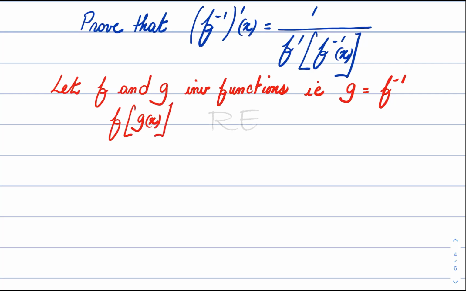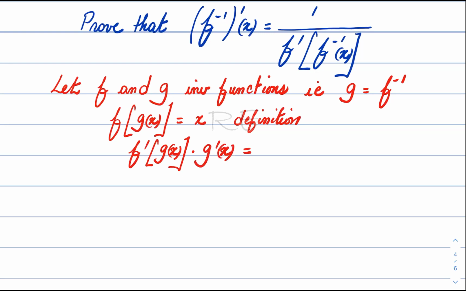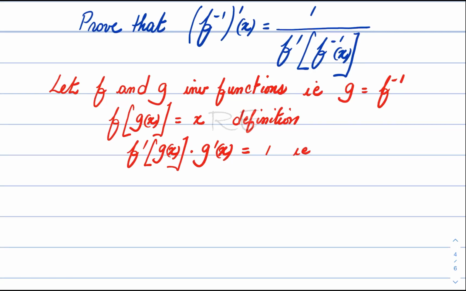Now, by definition, the composition of two inverse functions, f of g of x, is equal to x. Now, when we take the derivative of a composite function, we use the chain rule. The chain rule says it's going to be f prime of g of x times g prime of x. And the derivative of x, well, the derivative of x is 1.